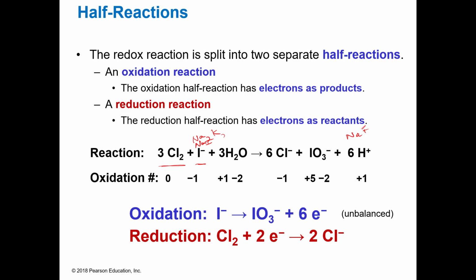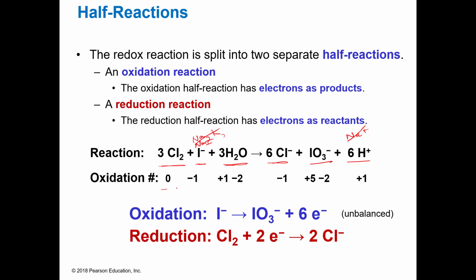So they cancel out, so we don't care about them. What we care about is anything that's not on both sides. So then we add water to it. We end up with producing 6 moles of chloride, 1 mole of iodate, and 6 moles of H+.